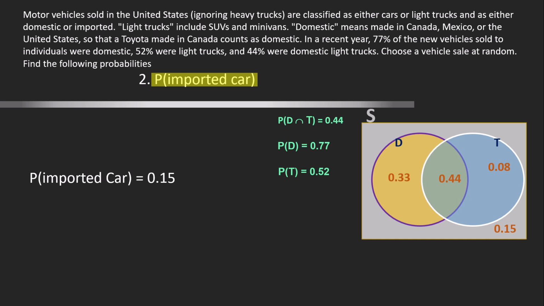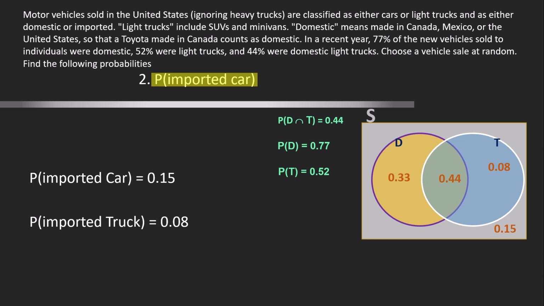Now let me explain some other probabilities. Let me find the probability of imported truck. We know the domestic is the circle D. Therefore, imported truck must be outside of D. Now, we consider the truck circle. Therefore, we can say the probability of imported truck is 0.08.